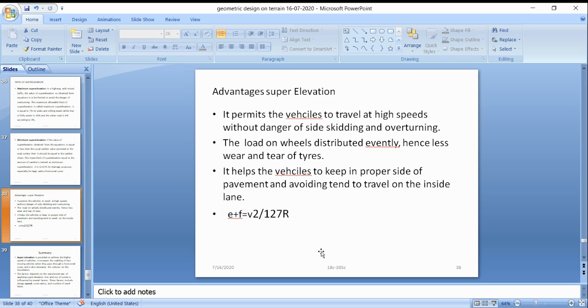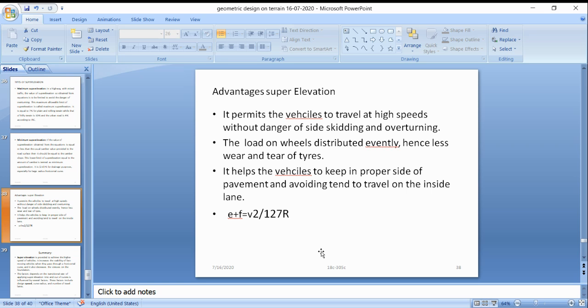Next, what are the advantages of super elevation? It permits a vehicle to travel at high speed without danger of side skidding and overturning. If we provide super elevation at the turning or at the curves, it will provide safe turning for the vehicles, counteracting the gravitational forces. It will balance the equilibrium of the vehicle at the turning places.